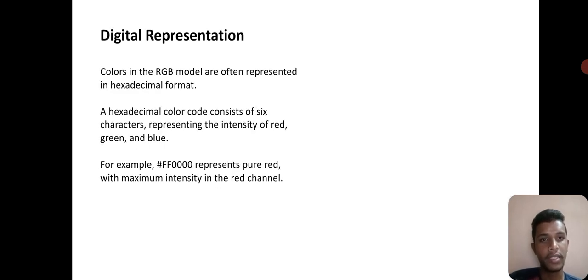And the digital representations. Colors in the RGB model are often represented in a hexadecimal format. A hexadecimal color code consists of six characters representing the intensity of red, green, and blue. For example, FF0000 represents pure red with a maximum intensity in the red channel.